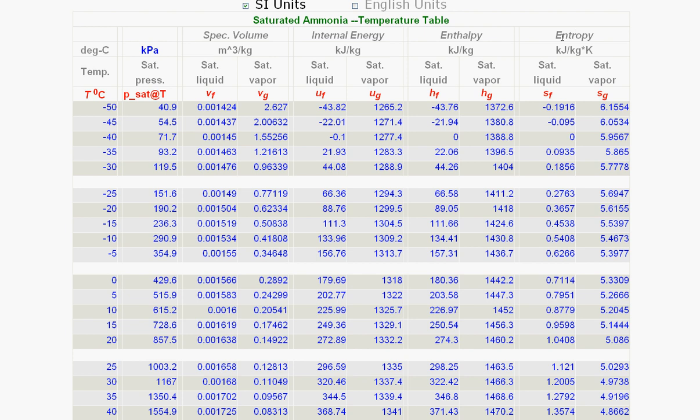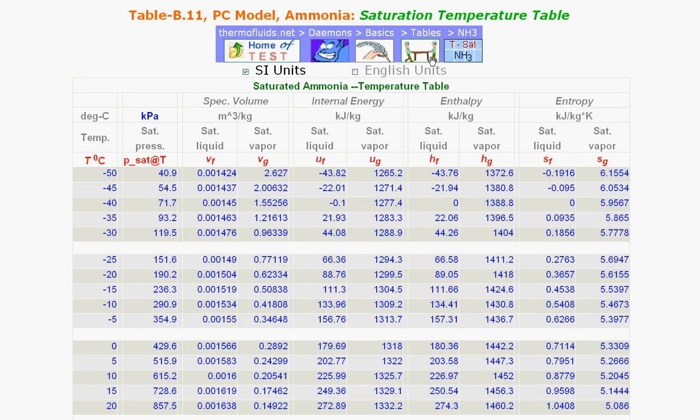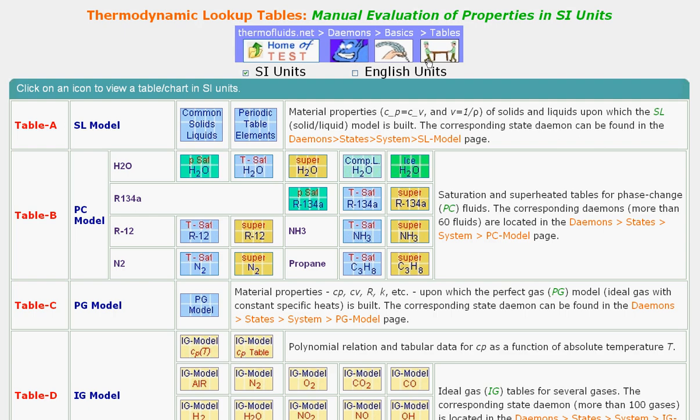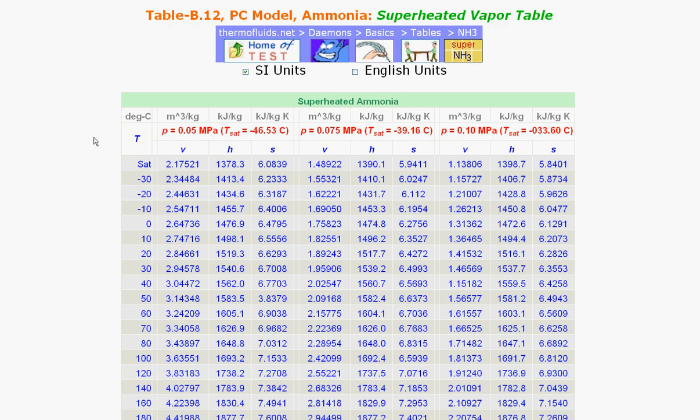And now we're going to go on to superheated tables. Now, sorry, I did not prepare this ahead of time, so we're going to have to find it. I just clicked the tables icon so I can see all these other tables on this website. And we're looking for ammonia. Before we were using the T saturation table, so now we're going to look for the superheated table, which is right here. And this is the superheated table for ammonia.